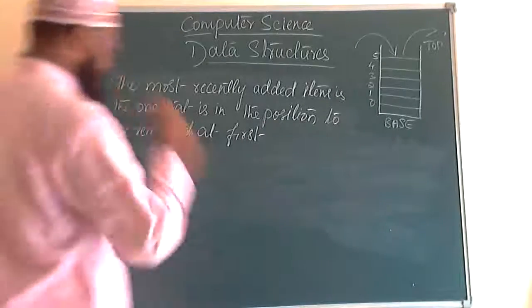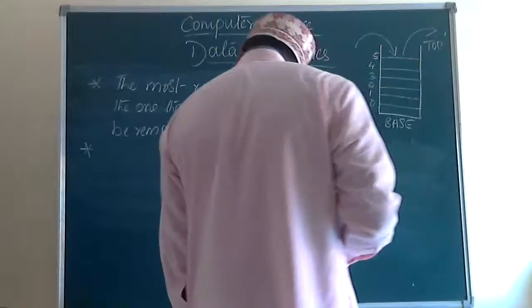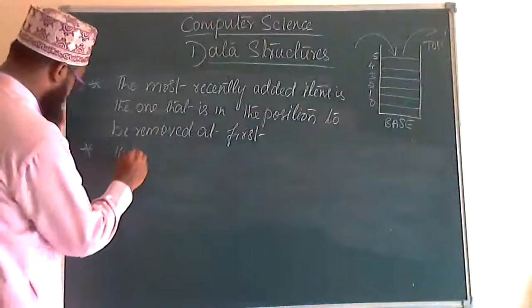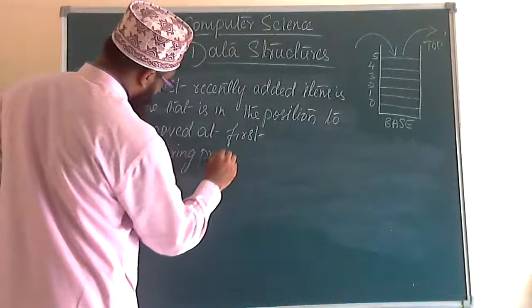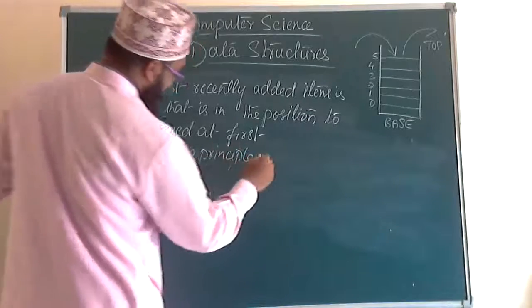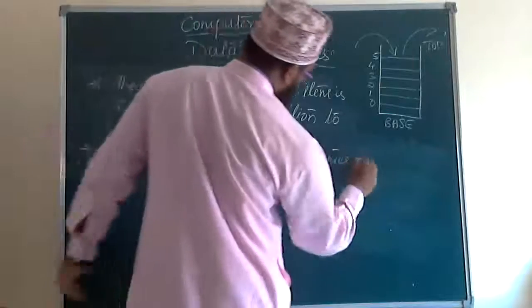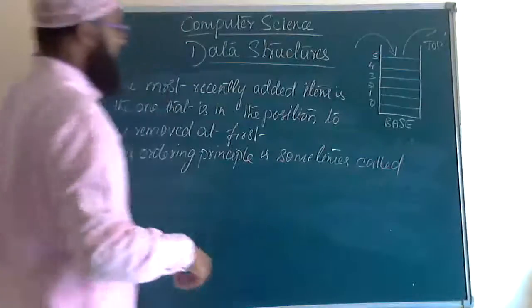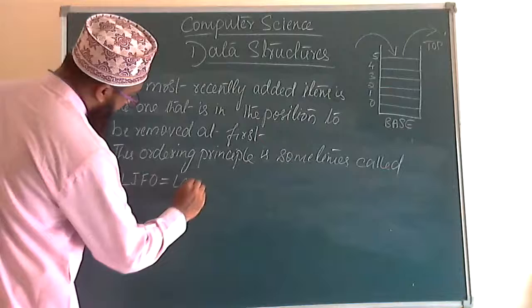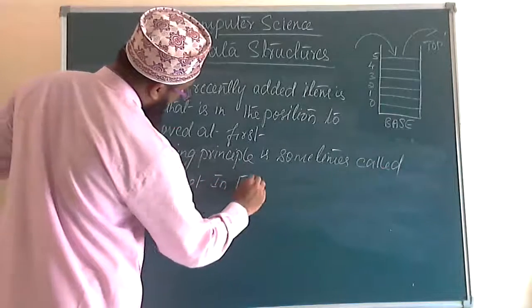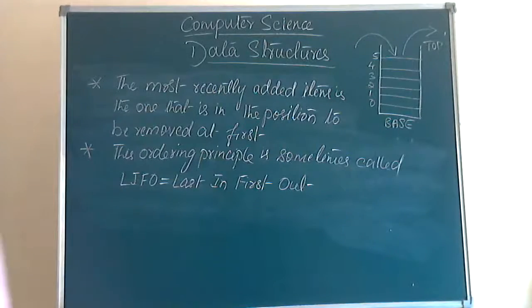Come, next point. This ordering principle is sometimes called LIFO, which means last in, first out. Last in, first out. Look here.